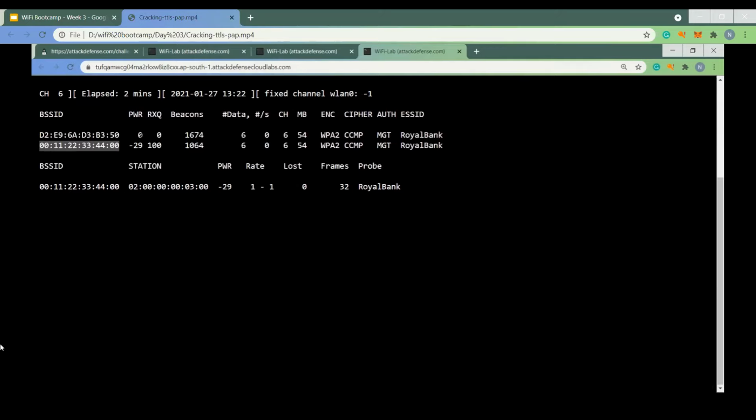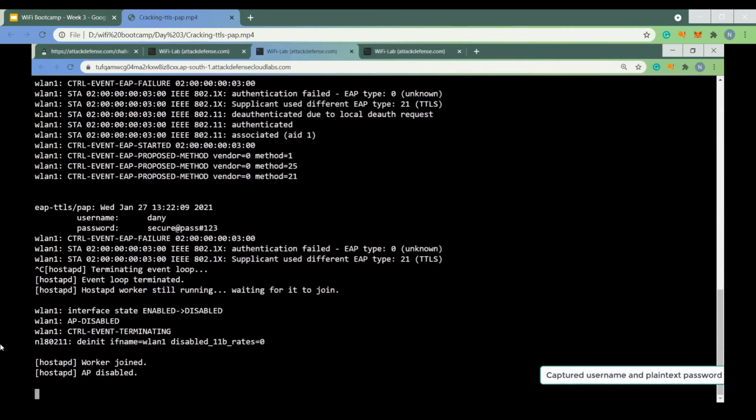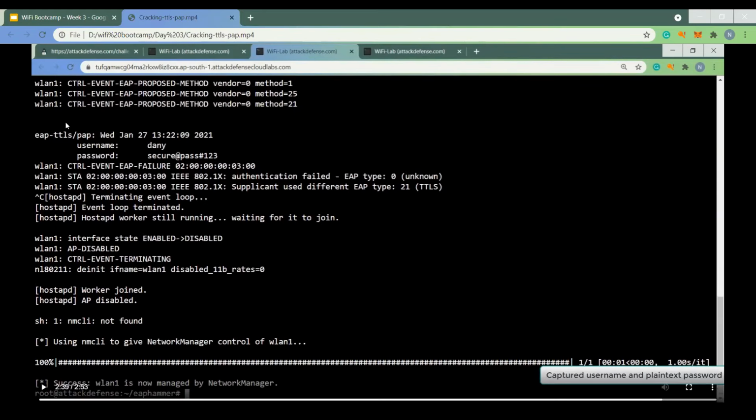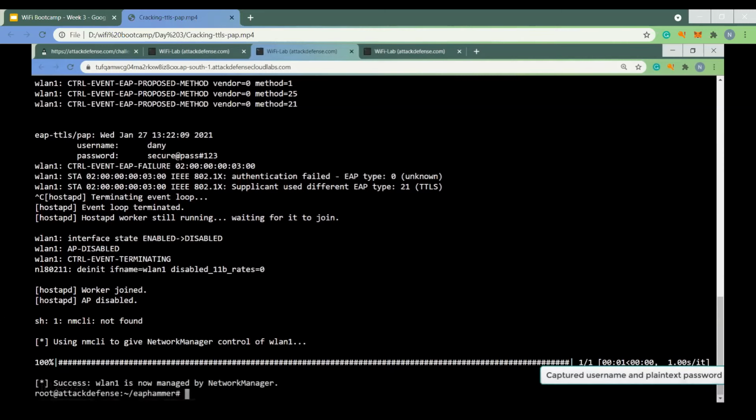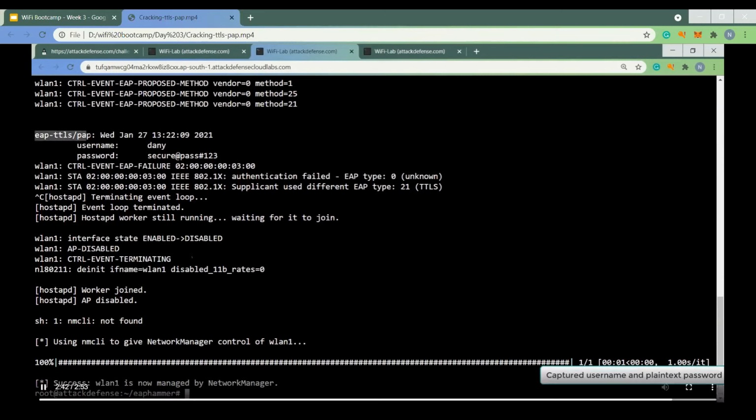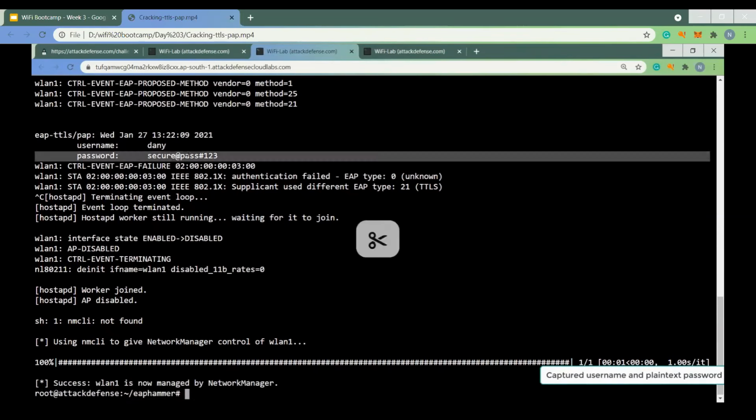When you go back to the tab where you started it, you will observe that this client connected. It was using EAP-TTLS PAP. This guy actually accepted our certificate, and after that, inside the tunnel, it revealed the authentication packets. As you can observe, in TTLS PAP, it passes the plain text password. So we are able to see the password, we are able to see the username, and then we can use this to connect to the real network if we like to. So this is how your TTLS PAP cracking will work with EAP Hammer.